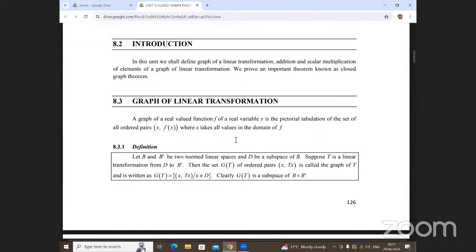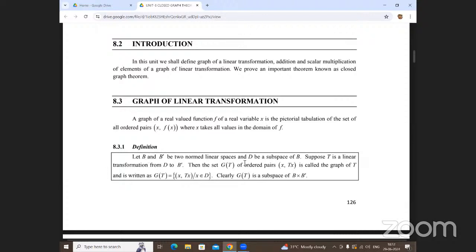So x takes values according to the domain of the function. According to the domain, the values depend completely upon the function, which is denoted by f of x. That is the graph representation between x and f of x. So how do we define the graph of a function?